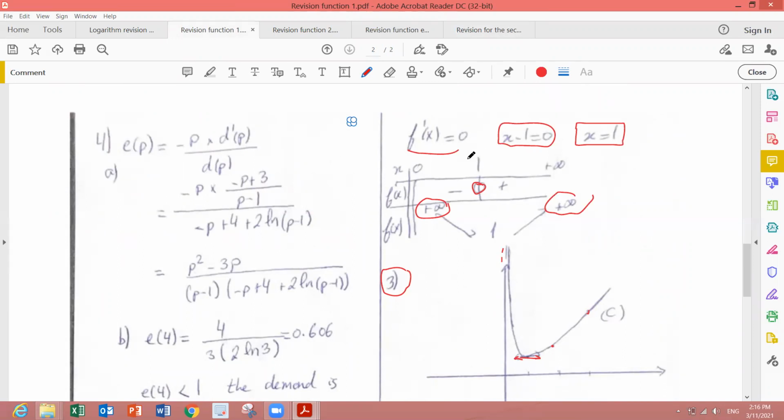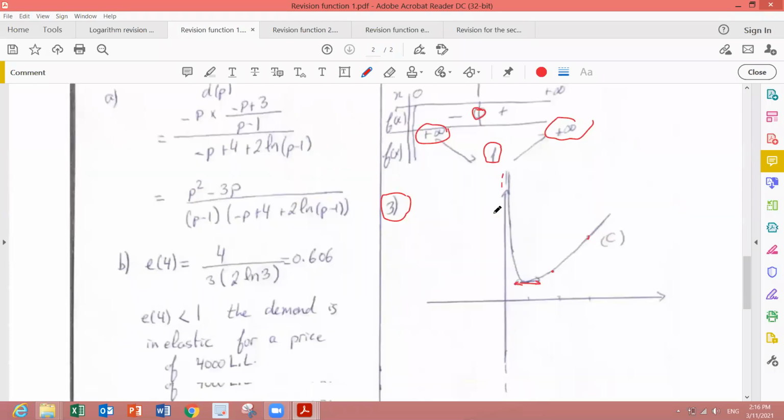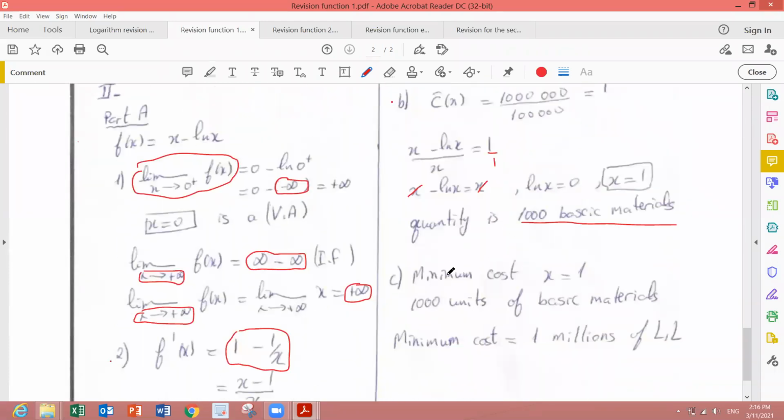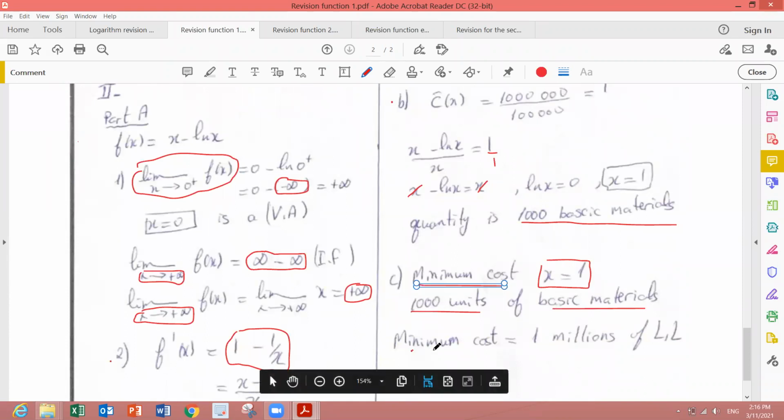The minimum is for x equals 1. And how much is the minimum? It is also 1. So the minimum cost occurs when x equals 1, which is 1,000 units of basic material, and the minimum cost is equal to 1 million Lebanese lira.